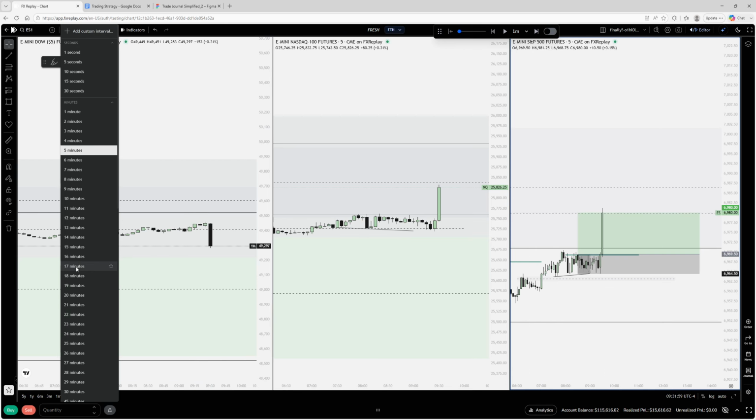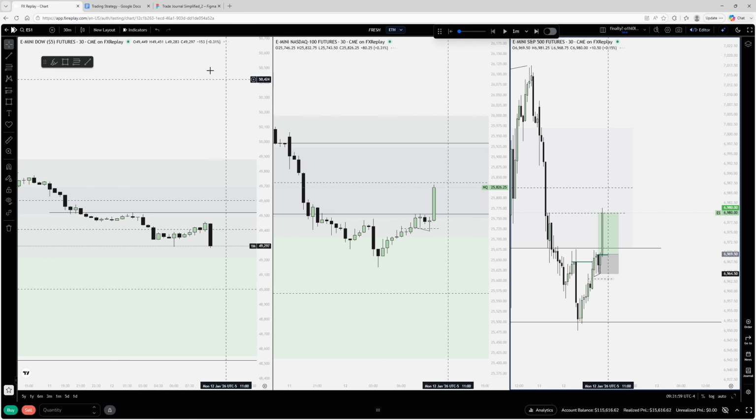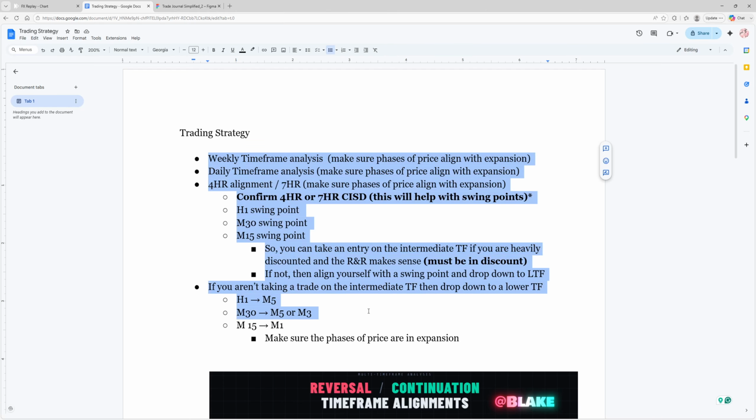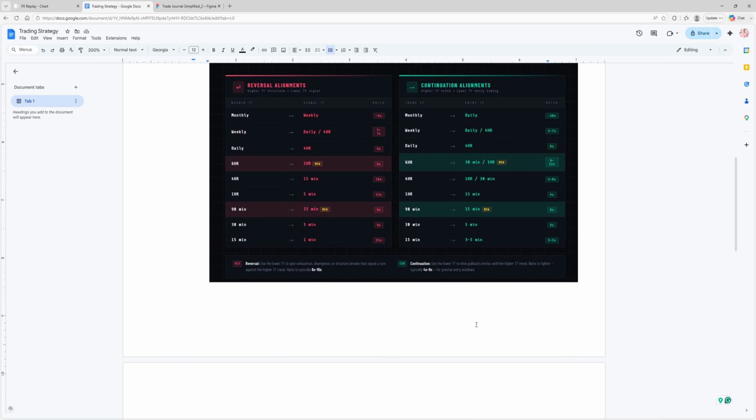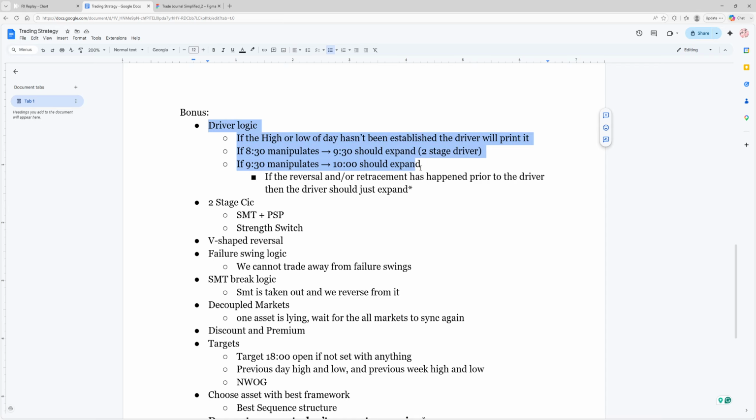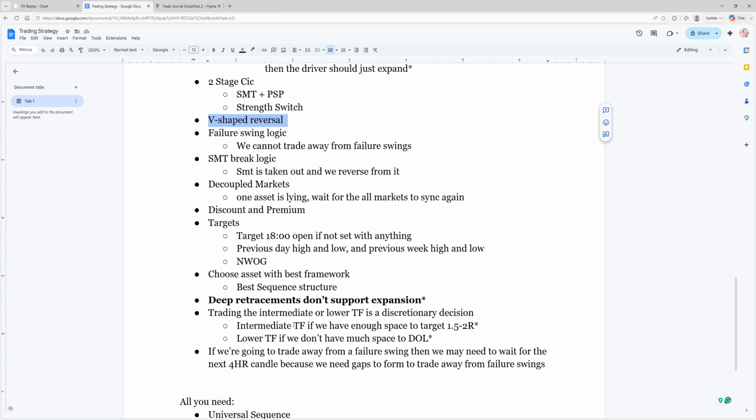Beautiful, beautiful, beautiful execution. And you can see how I literally followed my whole strategy from top down, exactly how I explained it. And then I show you how all this other extra stuff can come into play. We had driver logic. We had 2-stage CIC, bro. We had V-shaped reversal. Failure swing logic is not applied right now, but I know we're gonna go for those failure swings. And then you could have definitely used premium discount with this. I'll show you in a second. I'm just trying to see if anything else.